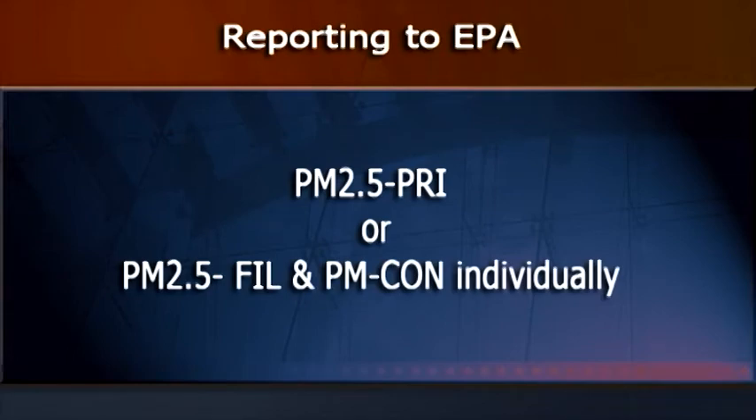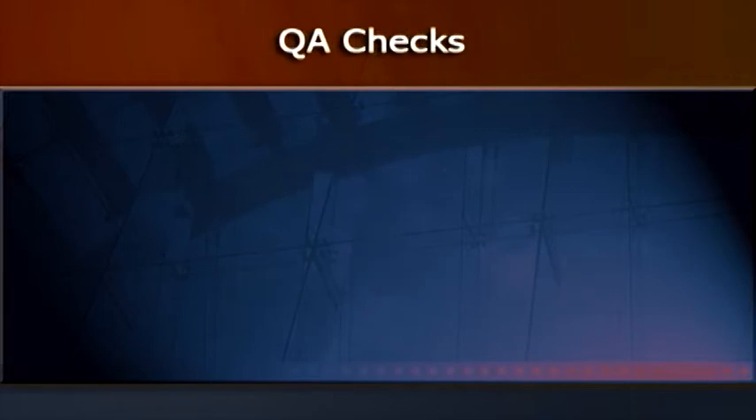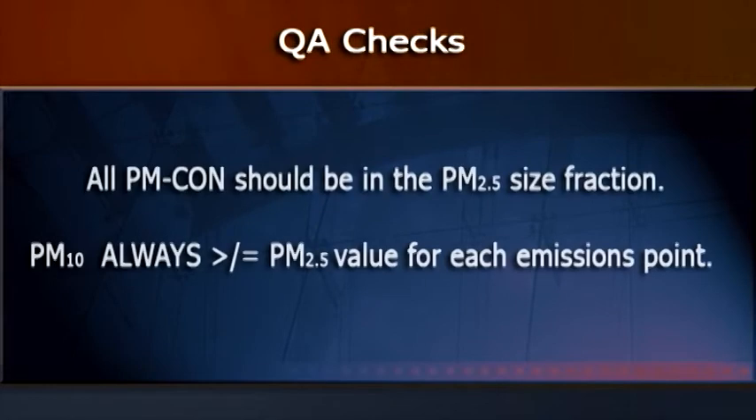PM-Pri, or PM-Primary, may be reported, or alternatively its component parts, PM-FIL and PM-CON, may be reported individually. Several checks can be made to ensure the consistency of the data. All PM condensables should be in the 2.5 size fraction. And remember that PM10 primary is always greater than or equal to PM 2.5 primary for a particular emissions point.